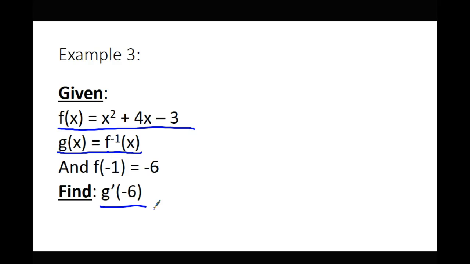All right. Then they're telling us that f of -1 equals -6. Okay? So we've got a function. We're renaming the inverse as g. And they've given us a point on the graph of f. Our job is going to be to find g prime of -6.